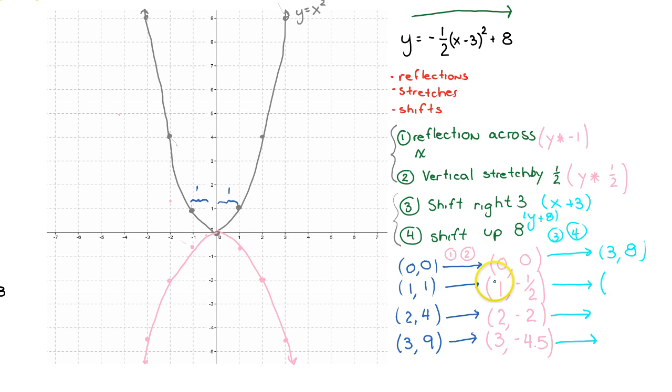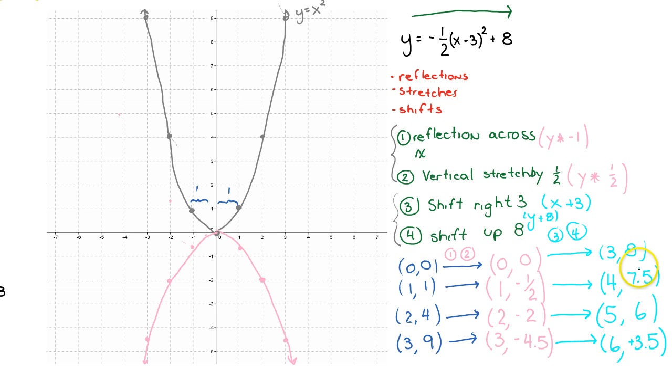1, negative a half: if I add 3 to 1, it's going to be 4. Add 8 to negative a half is going to be 7.5. Oh, I'm sorry, I did my math wrong there. Pardon me. 1 plus 3 is going to give me 4. There we go. 2 plus 3 is going to give me 5. Negative 2 plus 8 is going to give me 6. Then we have 3. 3 plus 3 is going to give me 6. And now negative 4.5 plus 8 is going to give me, let's see, positive 3.5.